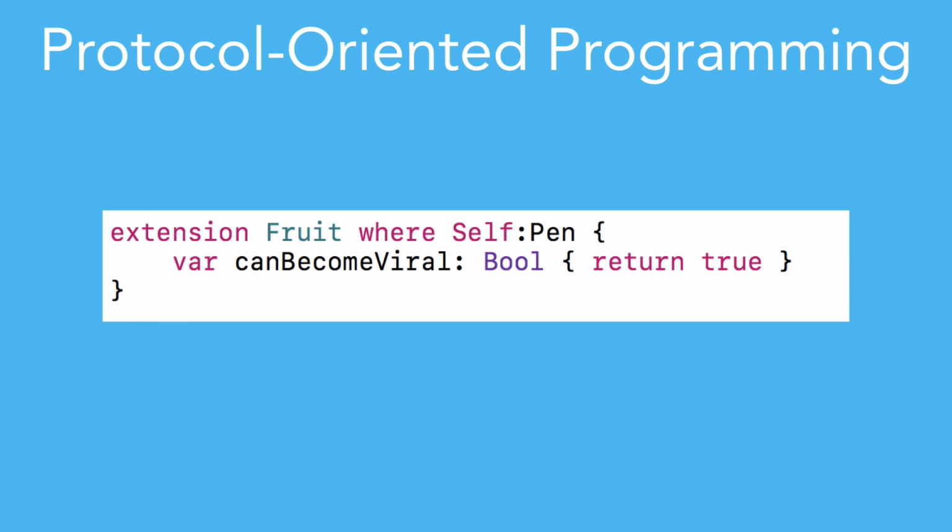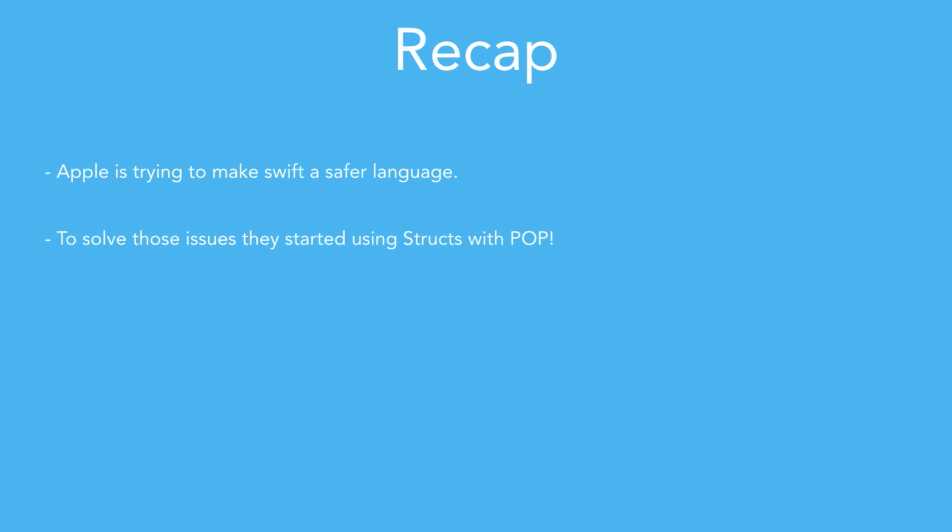Let's recap what we saw in this video. In the minds of the people responsible for Swift, using classes and object-oriented programming can bring some problems to the codebase, like implicit sharing. To solve those issues, they started using structs with POP. They built the language in a way that copies of structs are incredibly cheap, and this way started using them instead of classes. This solves the issue cited before, but what about inheritance? For that, we use protocols.